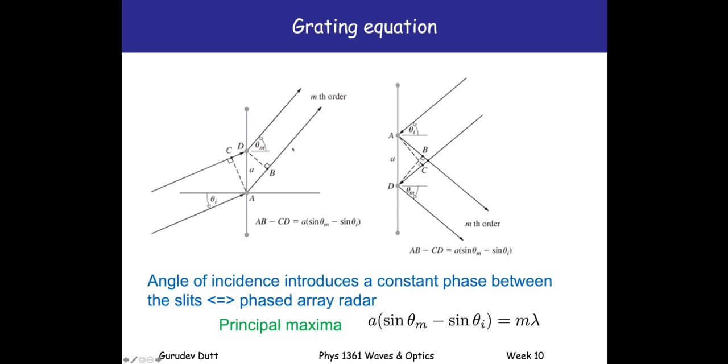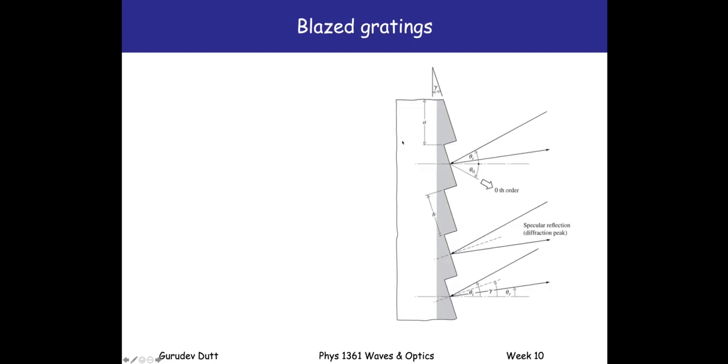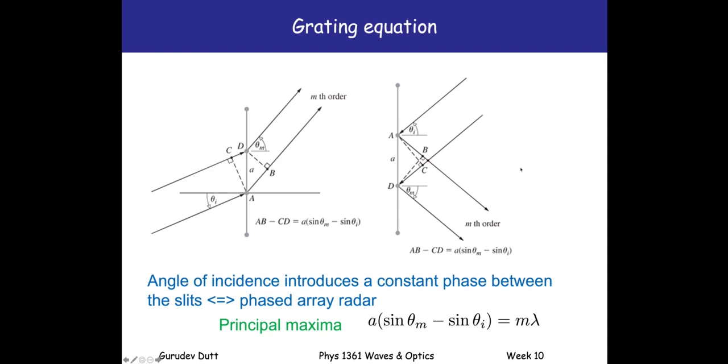Remember, this one is going to lag over here and this one is going to lead over here, so they come in with opposite signs. So you get a sine theta m minus sine theta I. Similarly, the reflection grating follows the same argument. This incident beam is coming in at an angle theta I, and the mth order is obtained by the same argument, with an extra path length difference, which is seen here.